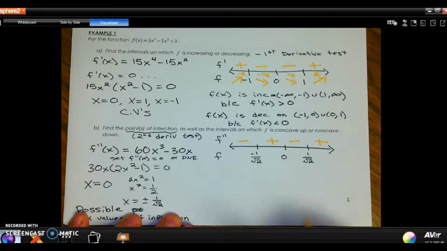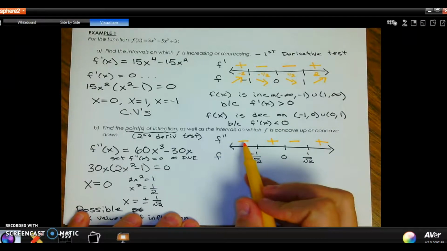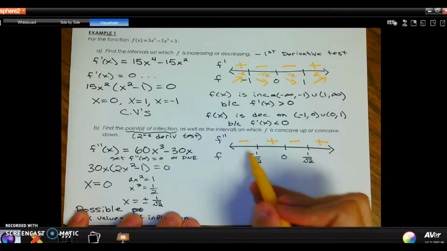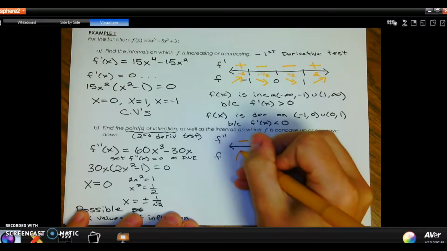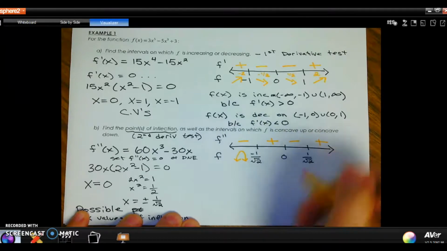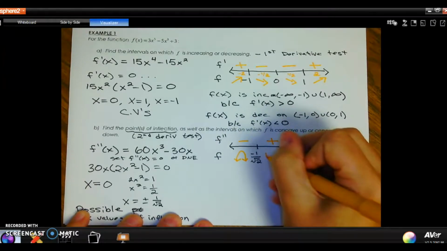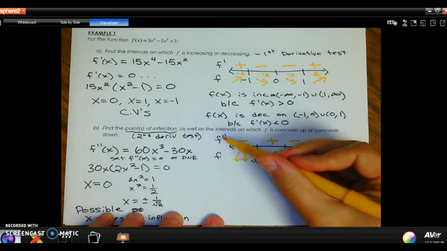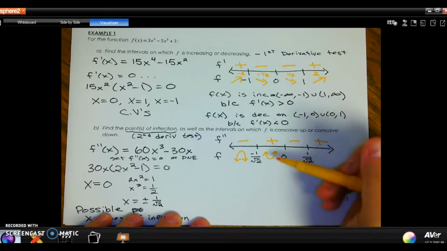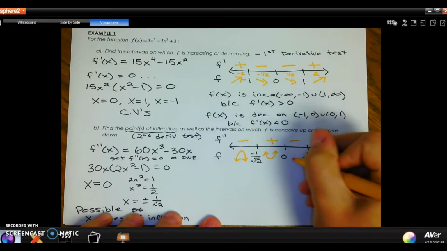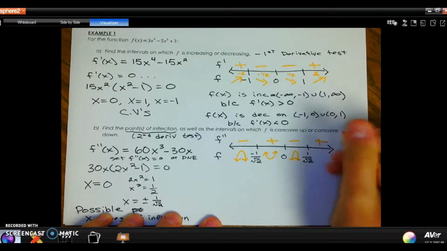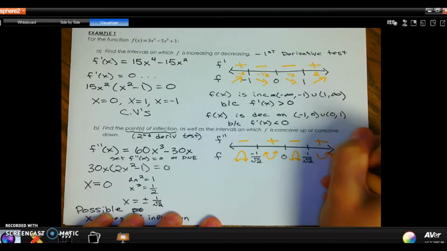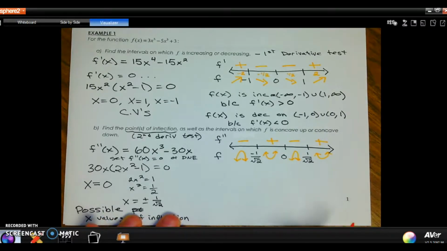Okay, so what does this tell me? Well, if it's negative, that means you're concave down. So it's looking like this. And if it's positive, and when I say it, I shouldn't say it. When your second derivative yields a positive result, that tells you the original is concave up. And so you can fill those in like so. Once you have this, you can then write your concluding statement.